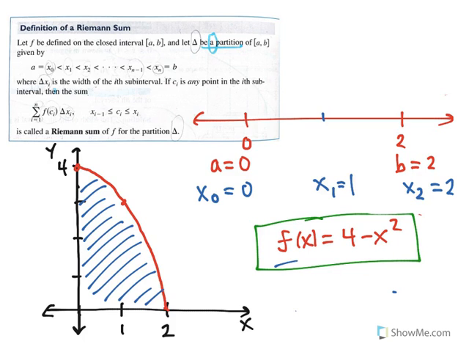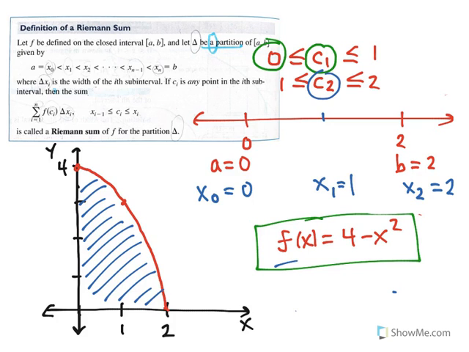And you can see that c sub 1 could be any value between 0 and 1, and c sub 2 could be any value between 1 and 2. So I can choose c sub 1 to be any value between 0 and 1, and I can choose c sub 2 to be any value between 1 and 2. So let's say I choose c sub 1 to be the left endpoint, and I choose c sub 2 also to be the left endpoint.